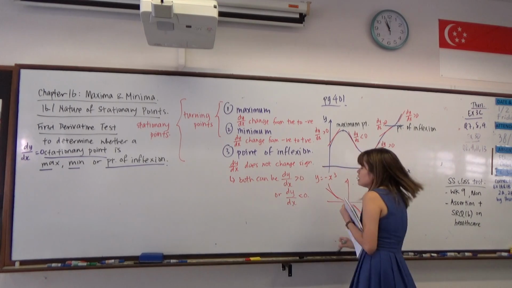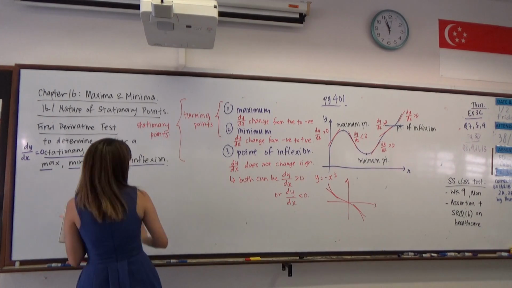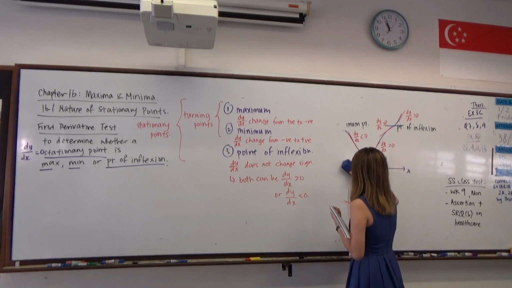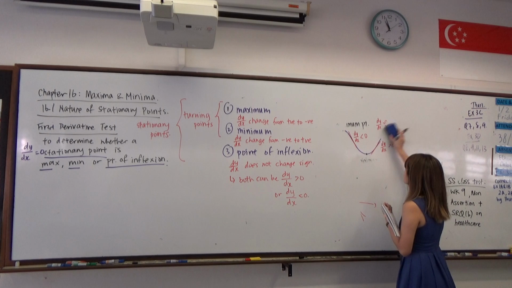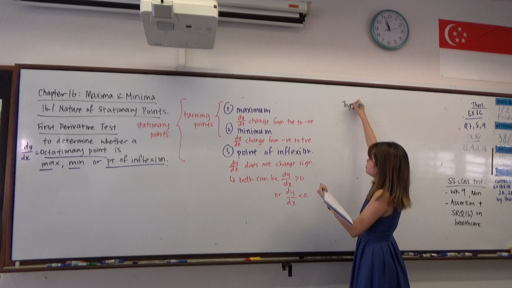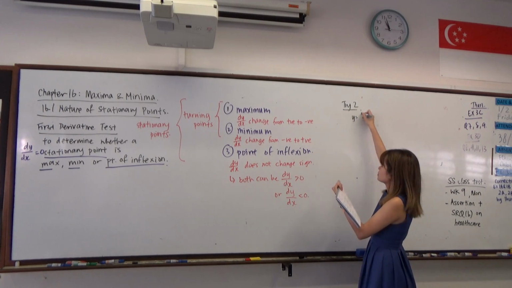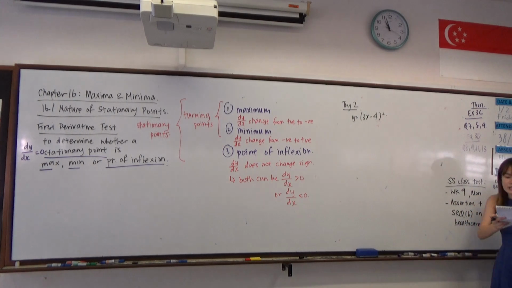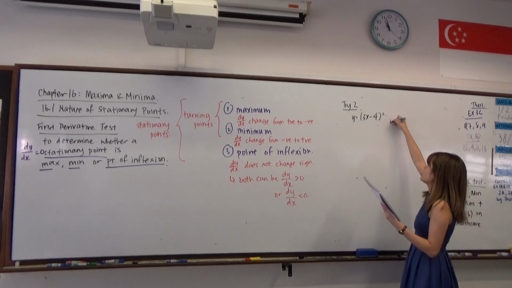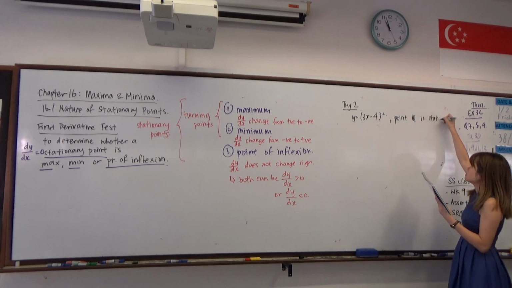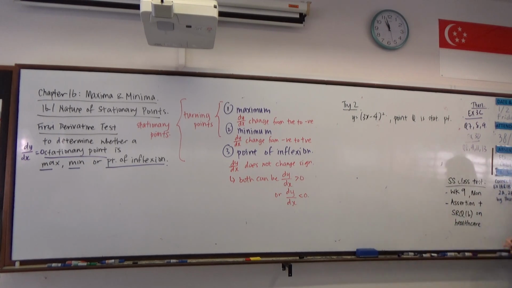Let me introduce an example. I'll erase this diagram. Let's look at try 2, also to test whether the gradient is 0. It says that there's this curve, it has a stationary point at Q. Find the coordinates of Q and also determine the nature of this point.